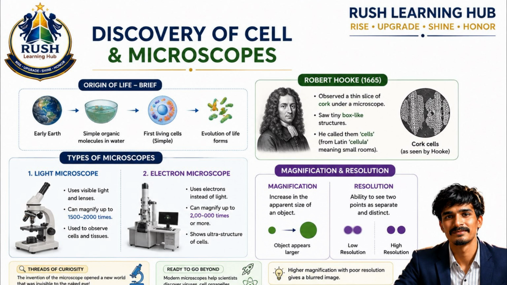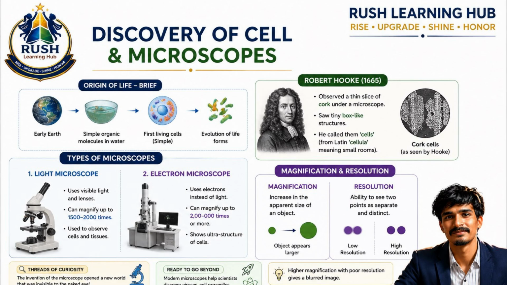A microscope may have high magnification, but if its resolution is poor, the image will appear blurry. Therefore, both magnification and resolution are important for obtaining clear and useful images. Students, remember these key exam points.